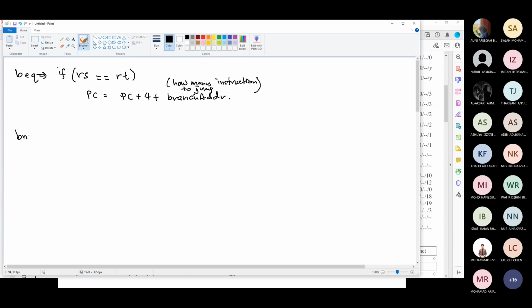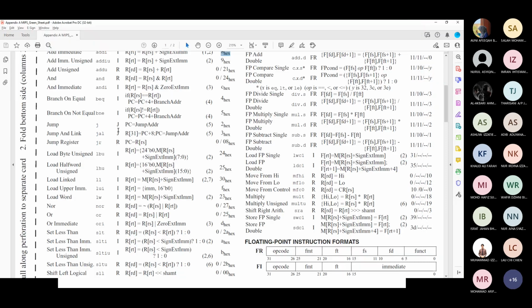For BNE, it is if RS is not equal to RT, then PC is equal to PC plus 4 plus branch address. This is because when we execute the branch or any instruction, the PC is already at plus 4. So basically they are the same as the one at the top, only the test here is different.